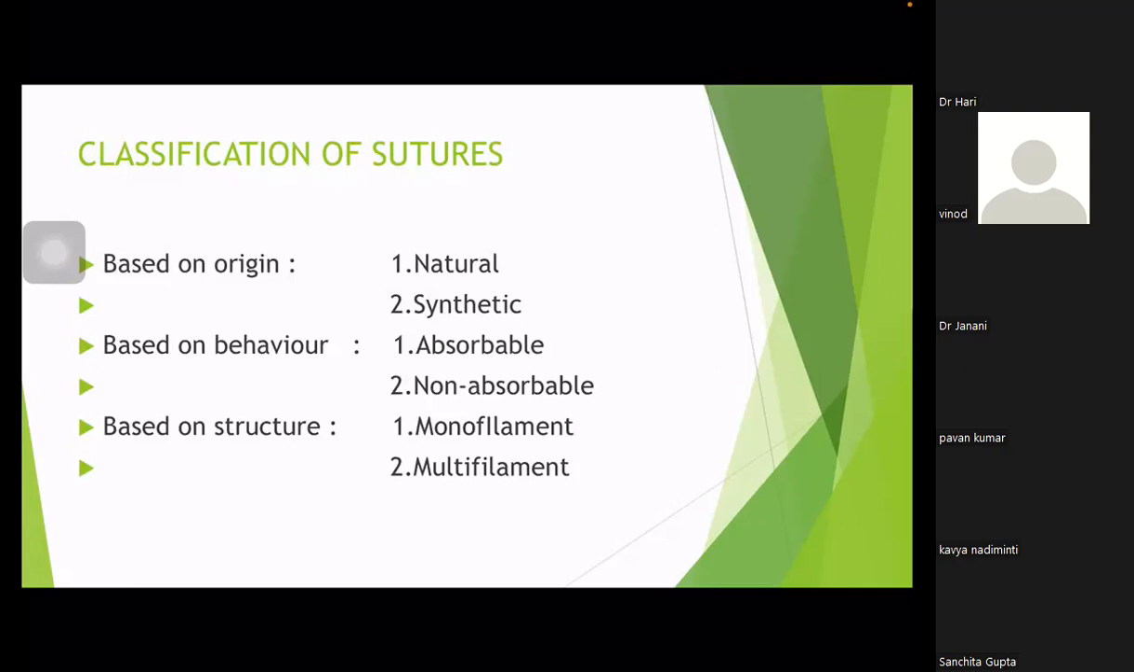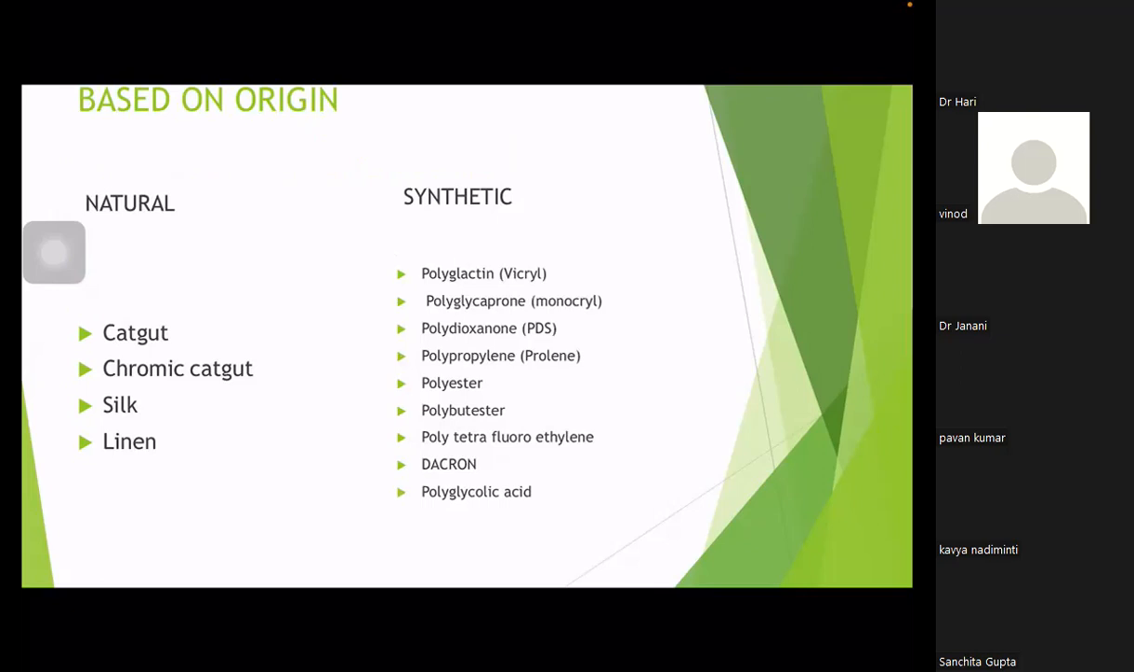Classification of sutures. Based on origin, it is natural and synthetic. Based on behavior, it is absorbable and non-absorbable. Based on structure, monofilament and multifilament. Natural sutures are catgut, chromic catgut, silk and linen. Synthetic ones are polyglycolic acid, which is commonly called Vicryl, polyglecaprone, which is commonly called Monocryl, polydioxanone, polypropylene, polyester, polybutester, polytetrafluoroethylene, and Dacron.